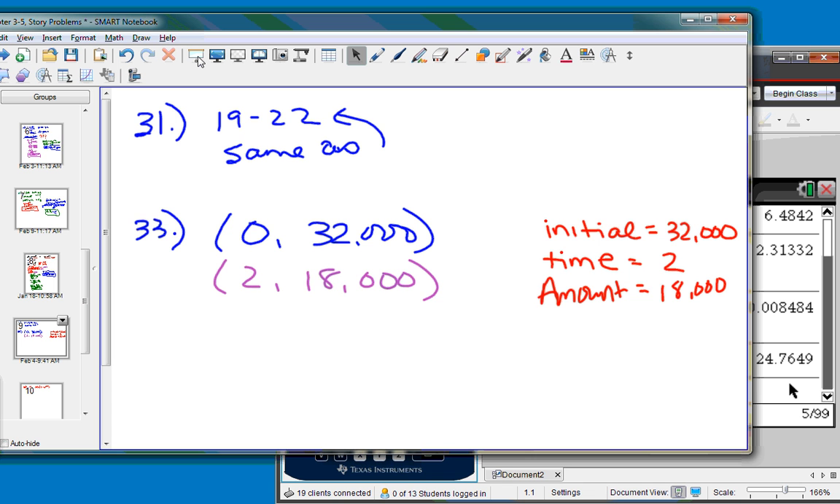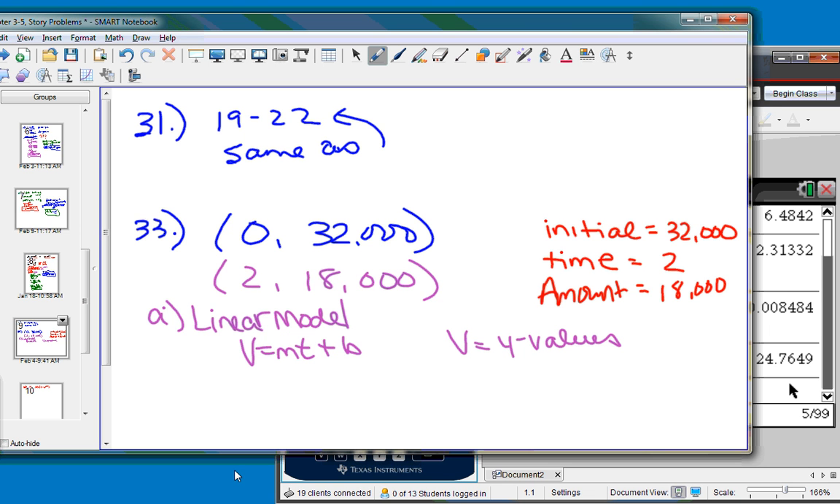Now let's read part A. It says find the linear model V equals MT plus B. Linear model means I have V is equal to MT plus B. V is your Y values, just to make sure you're aware of that. M is still your slope. T is your X values. And B is your y-intercept.